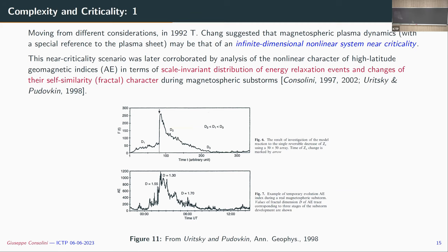Now, let me move to another argument: complexity. In the early 90s, Tom Chang suggested that the dynamics of this complex system is better described by an infinite dimensional nonlinear system near criticality. So what does it mean? It means that we should observe a sort of scale invariant processes in the energy relaxation.